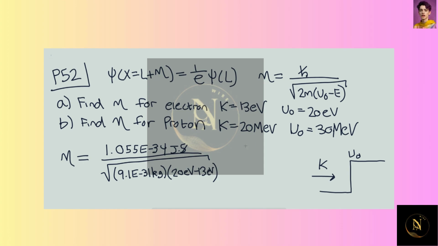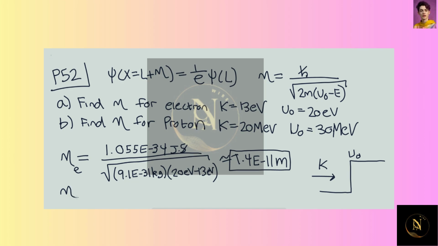So we just plug this into a calculator. We get a result of 7.4 times 10 to the negative 11 meters. So maybe 1/100th of a nanometer. So a very, very small penetration distance. If we do the same thing, so this is for an electron.